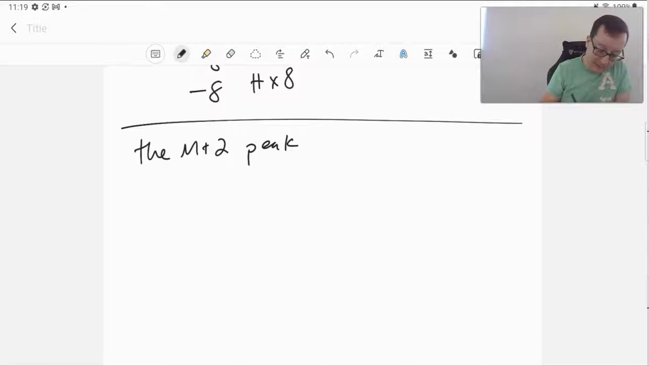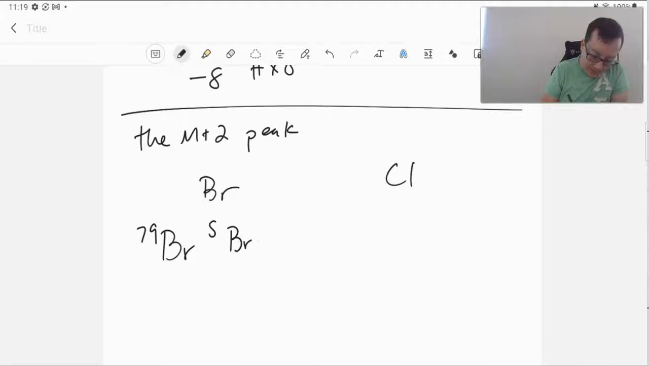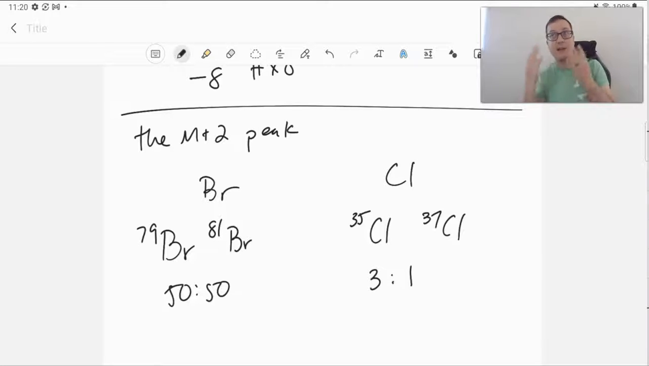Two elements, bromine and chlorine, come in two different isotopes. Bromine has bromine 79 and bromine 81. Chlorine has 35 and 37. So both of those are separated by 2. And we see that for bromine, it's about a 50-50 ratio of those two. And for chlorine, it's about a 3-to-1 ratio of the relative abundance of those isotopes in nature.